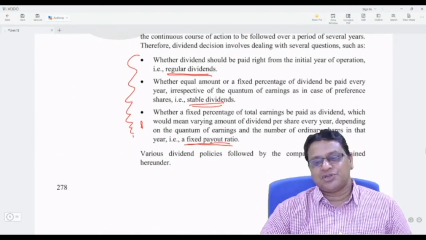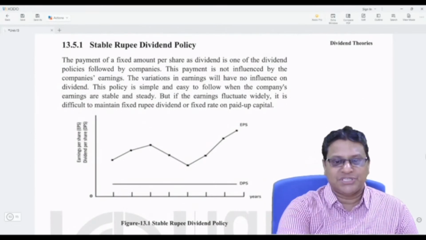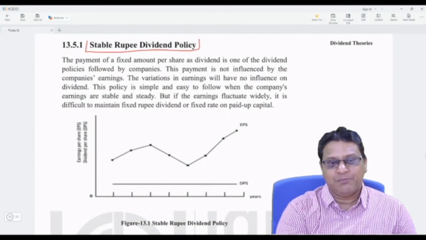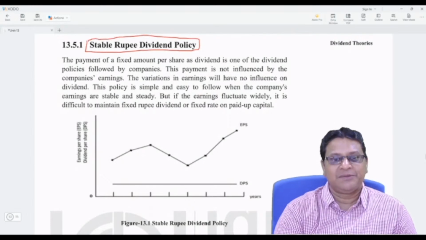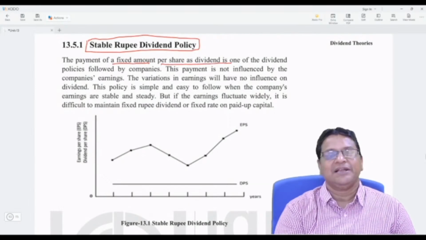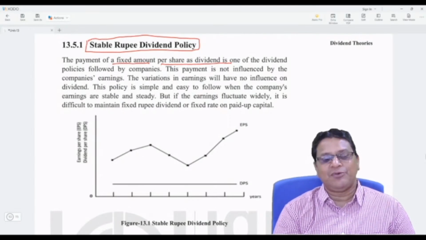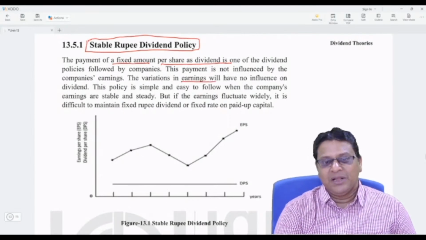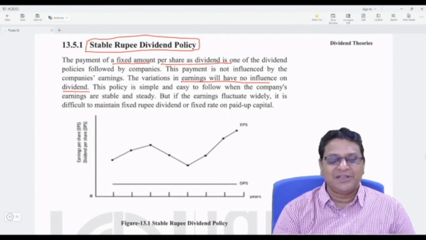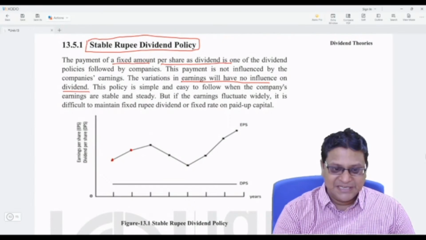Now we'll discuss some of the important dividend policy decisions. The first important dividend policy decision is stable rupee dividend. What is stable rupee dividend policy? In this case, a fixed amount per share as dividend is paid every year. The earning will have no influence on dividend. The earning may increase or decrease, but the dividend remains the same. Just look at this. These are the earnings. First year earning is this, dividend is this.